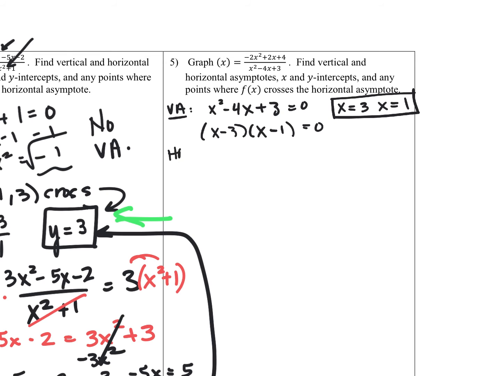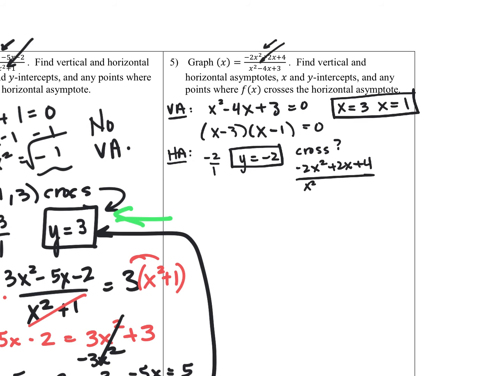For our horizontal asymptote, they are again the same degree. So we're going to take that coefficient negative 2 over 1. So we get y equals negative 2 is our horizontal. The next question is, do we cross? That is, does negative 2x squared plus 2x plus 4 over x squared minus 4x plus 3, will this ever equal that negative 2? That's that horizontal asymptote. And so we can try and see if there's an x value where that happens. So we multiply both sides, clear out the fraction.